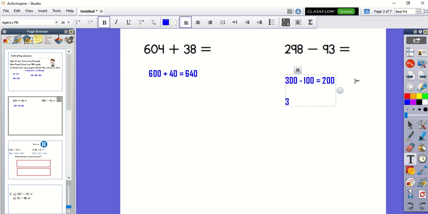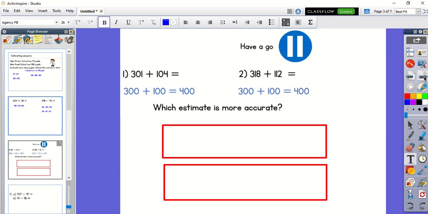You might have done it where you had 300 and you took away 90 because 93 is actually closer to 90 than it is 100. And that would give you the answer 210. Both of those would be sensible estimates. The reason I've done this one is because it's easier to do 100 take away another 100 than it is to do 100 take away a set of tens. Okay?